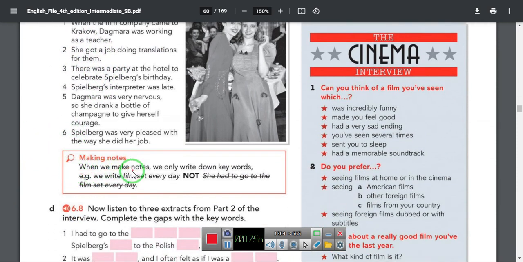Making notes. When we make notes, we only write down keywords. We write "film set every day," not "she had to go to the film set every day."